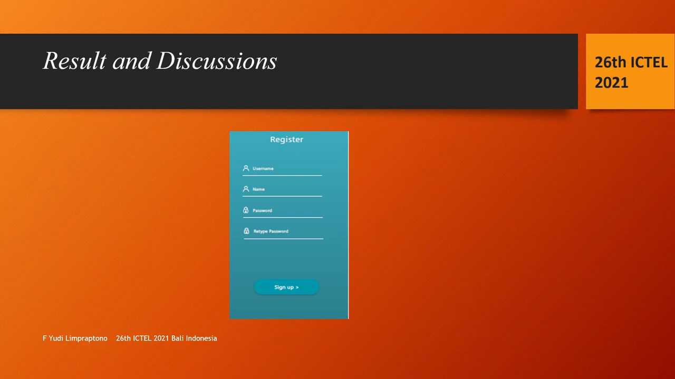Result and discussion. In this section, we will discuss testing the remote laboratory system that has been realized. The first step is to test the user management application, starting with testing the sign up menu. Testing is done by signing up and trying to fill in the registration data on the menu that has been provided. On the register menu, the user can fill in username, name and password data, and the menu is shown on the screen.